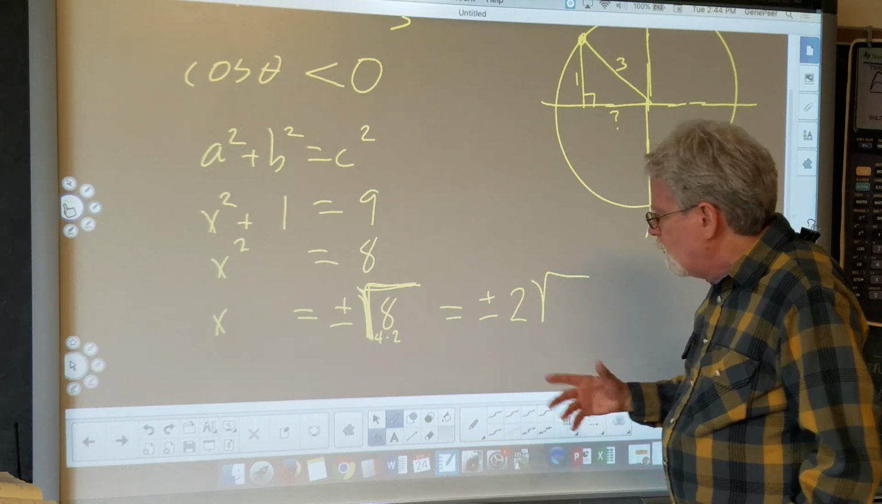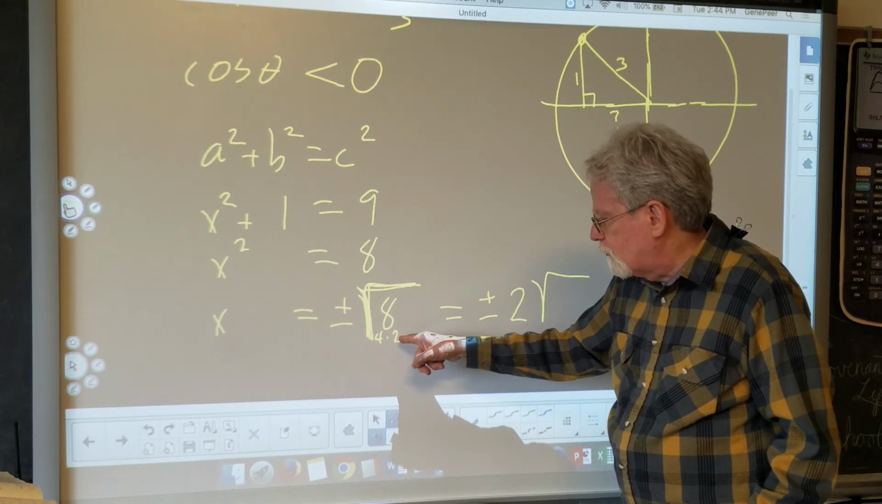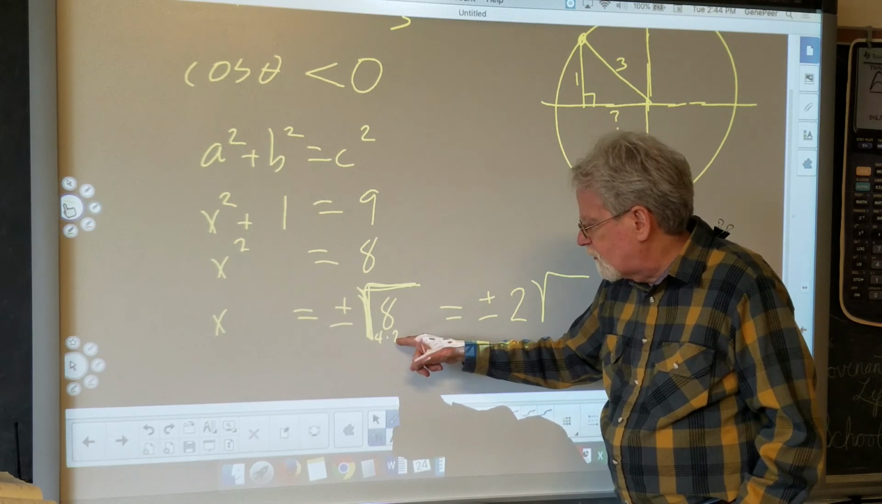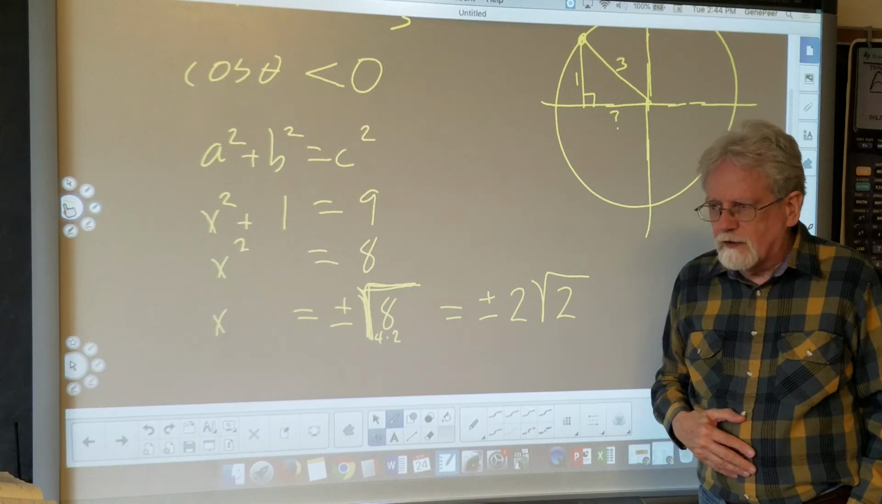square root of what could not come out? Well, the 4 pa-chinged, the 2 does not. The 2 is the wrong shape to pa-ching. It's not a perfect square, so it's stuck inside. We have properly simplified our x value.